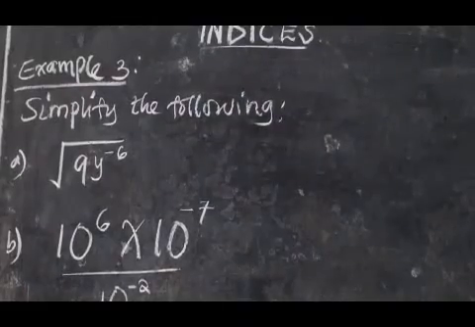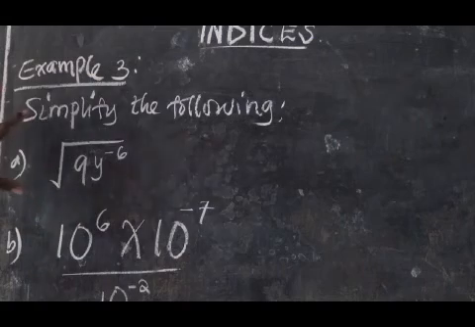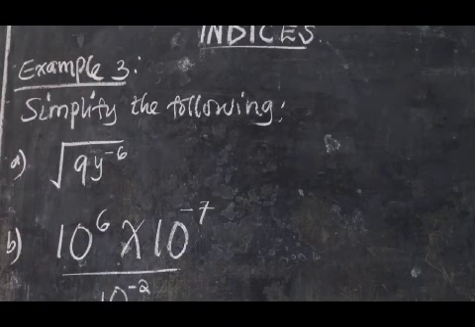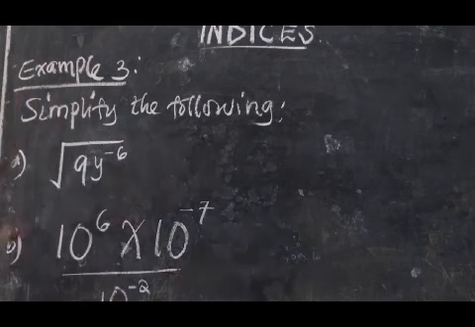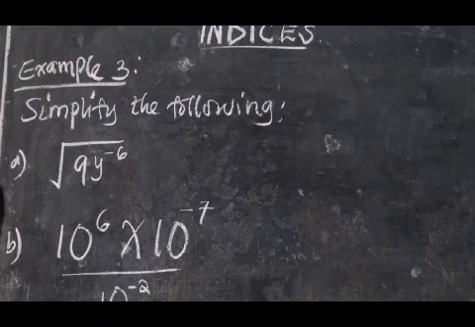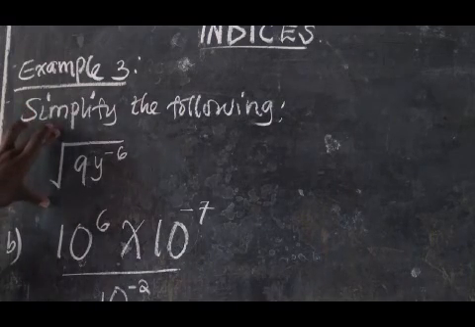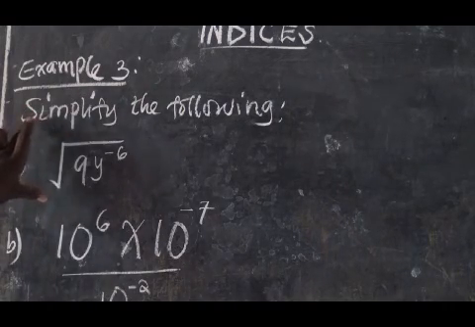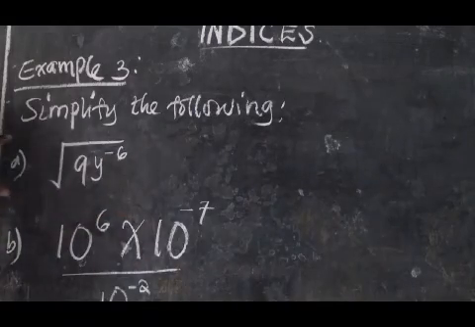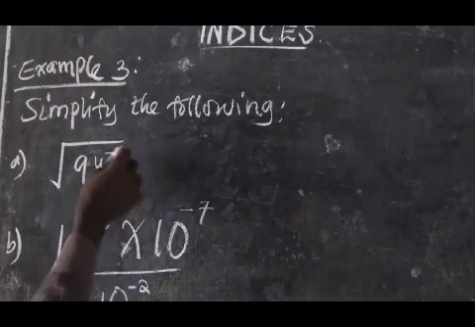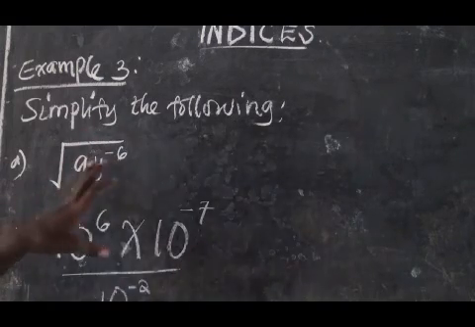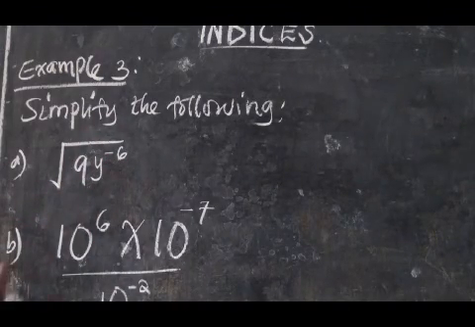Now let us continue with some more examples. If they bring now roots, square root, cube root, fourth root, fifth root, and indices, how do we deal with them? They're telling us to simplify the following. For part A, it has a root. Now here, what do we do if they bring a root? We just know that a root means power a half.